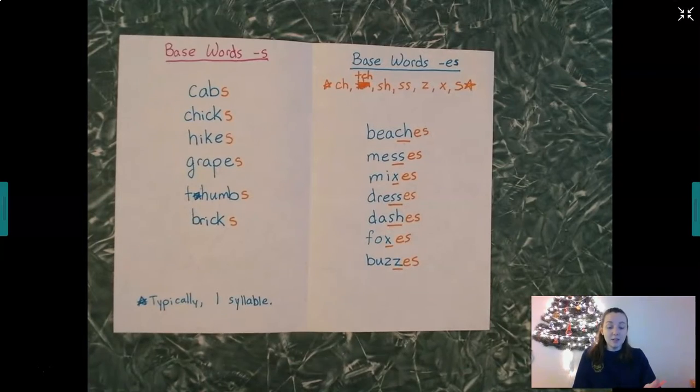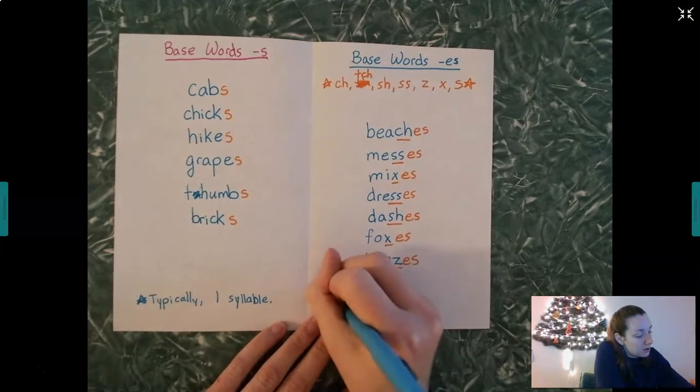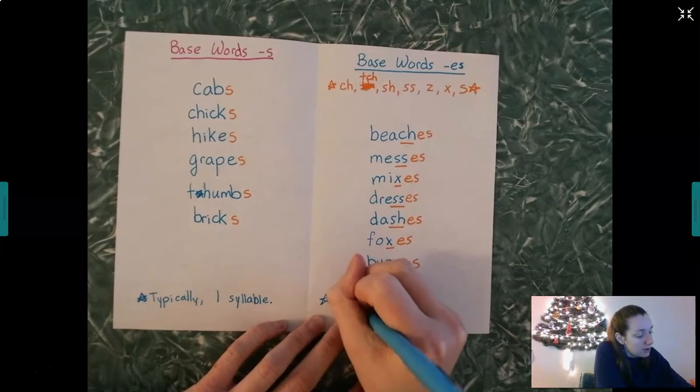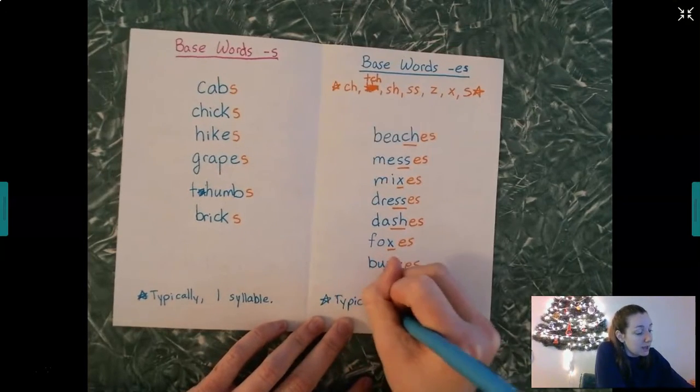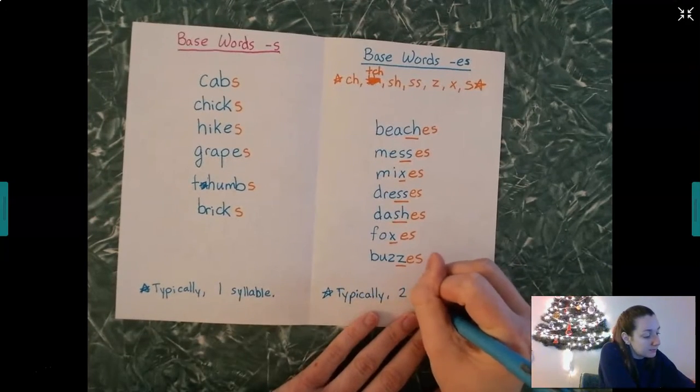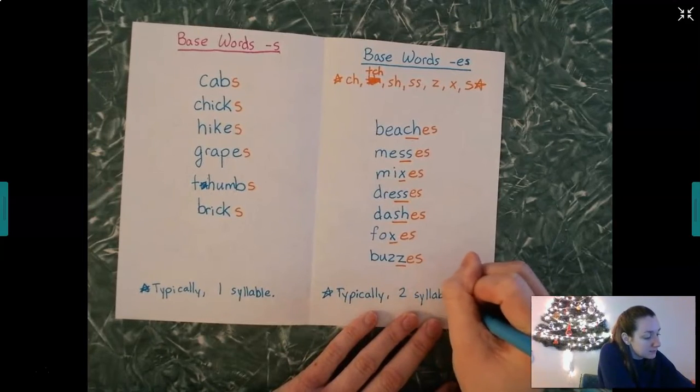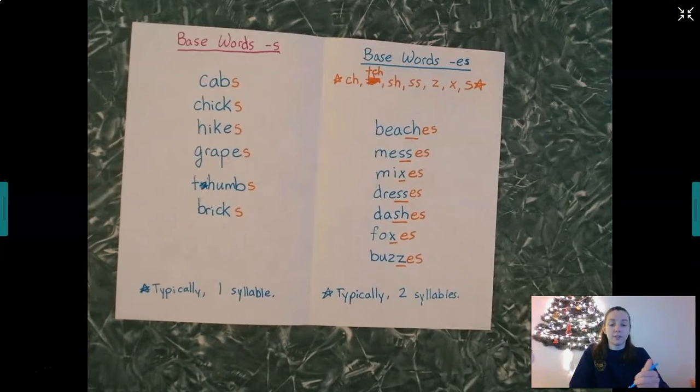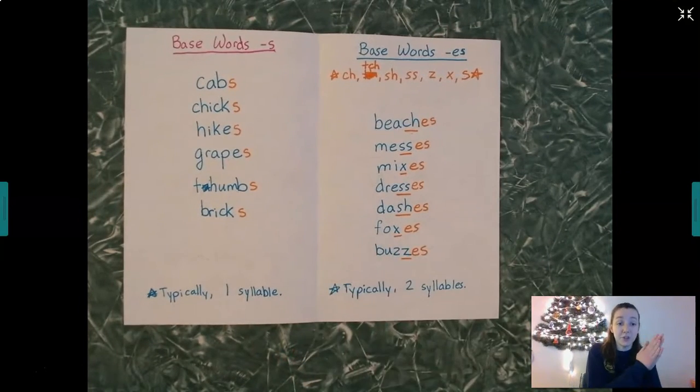Okay, and these words are typically two syllables. So our other ones are typically one syllable. These are typically two syllables. Okay, so for example, beaches, messes, mixes, dresses, dashes, boxes, buzzes. So those were two syllables. So you have cabs, one syllable, beaches, two syllables.